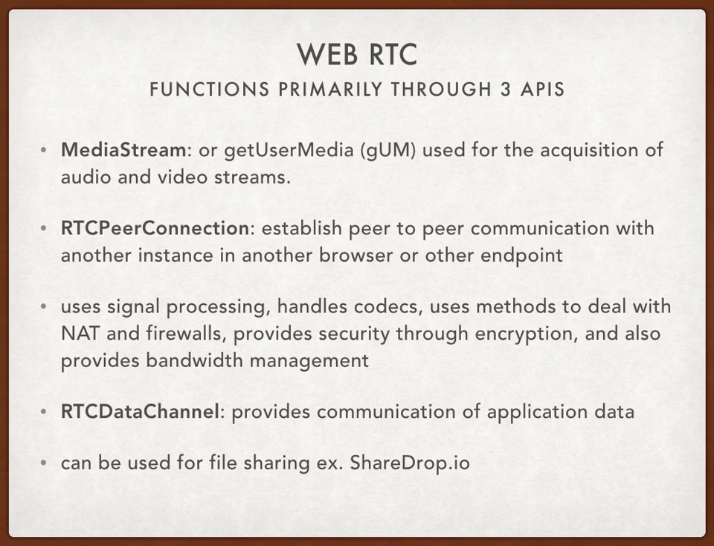RTC data channel provides communication of application data. RTC data channel is used with RTC peer connection. Developers can choose TCP or UDP, reliable or unreliable versions. RTC data channel features ultra-low latency and can even be used for file sharing.